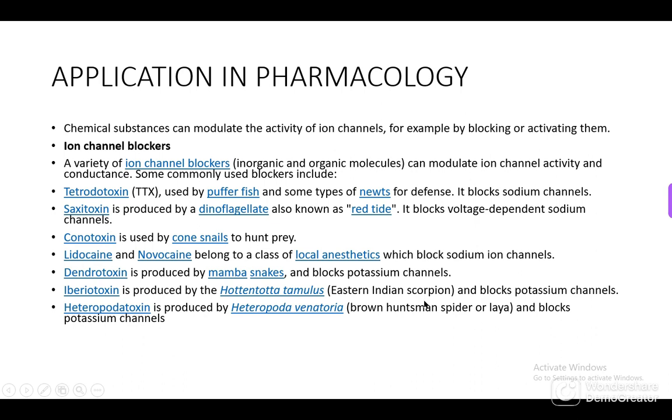And there is also the toxin from the scorpion, which is present in the eastern Indian areas, like for example in Madras and so on. The scorpion blocks potassium channels, and there is definitely a paralyzing effect. And heteropodotoxin is the toxin seen in the Heteropoda, the huntsman spider, a poisonous spider, and it blocks the potassium channel. These are the applications.